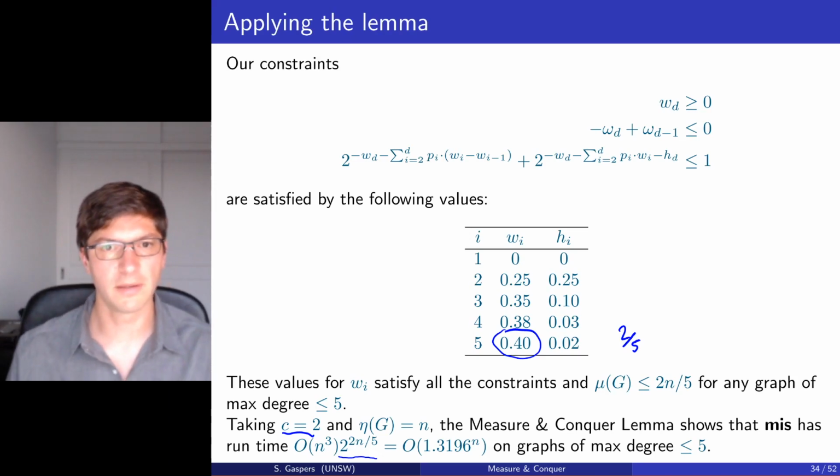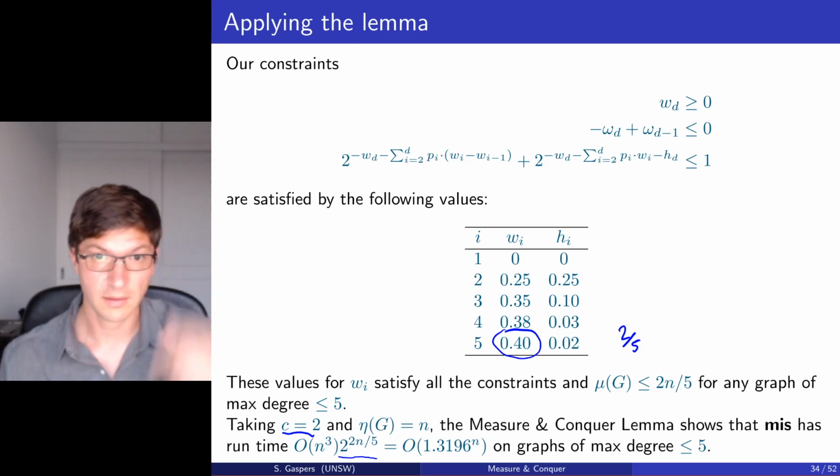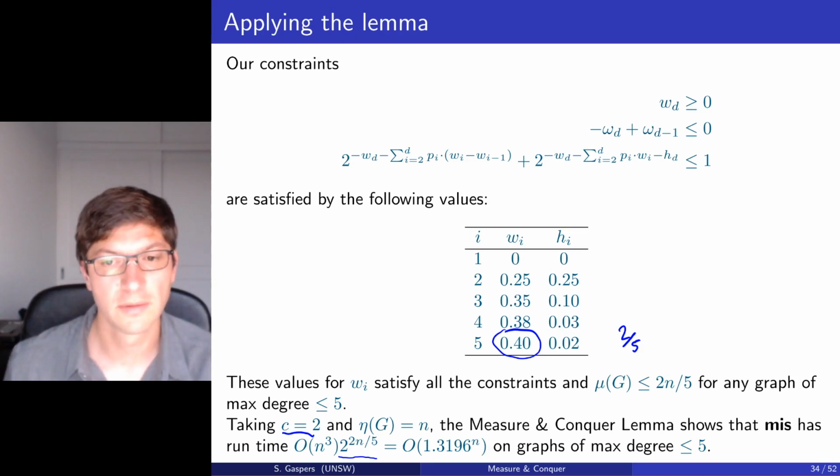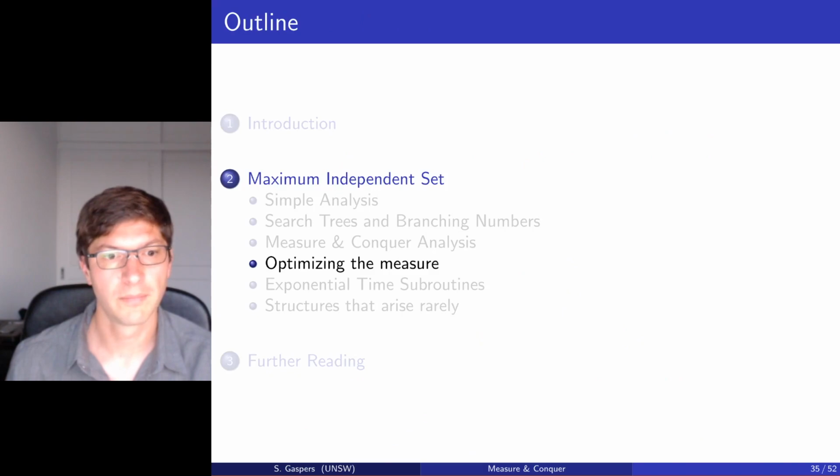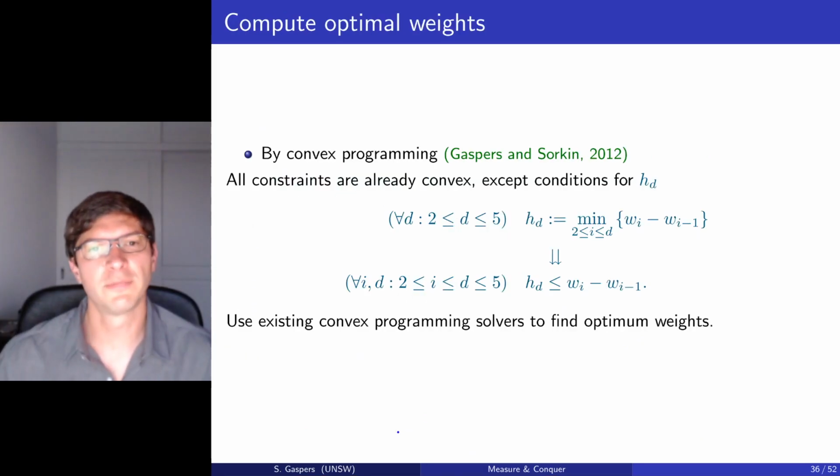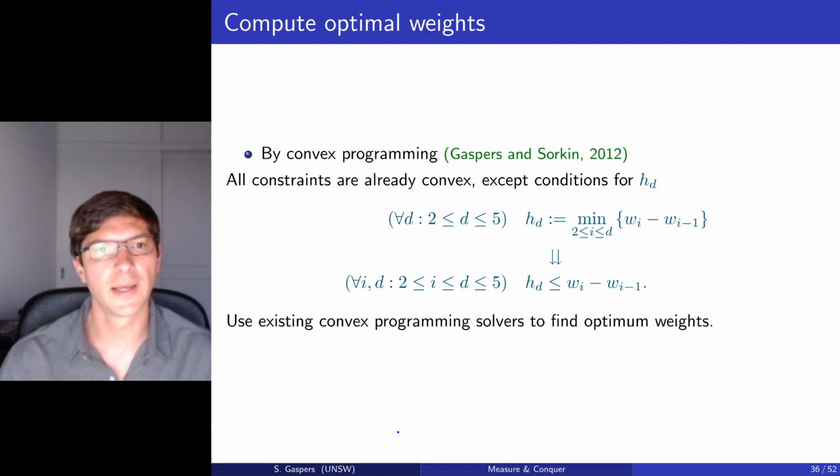Can we find better values for these omega weights? So this brings me to optimizing the measure. Instead of manually setting these weights, we can now solve a convex program to optimize the measure.